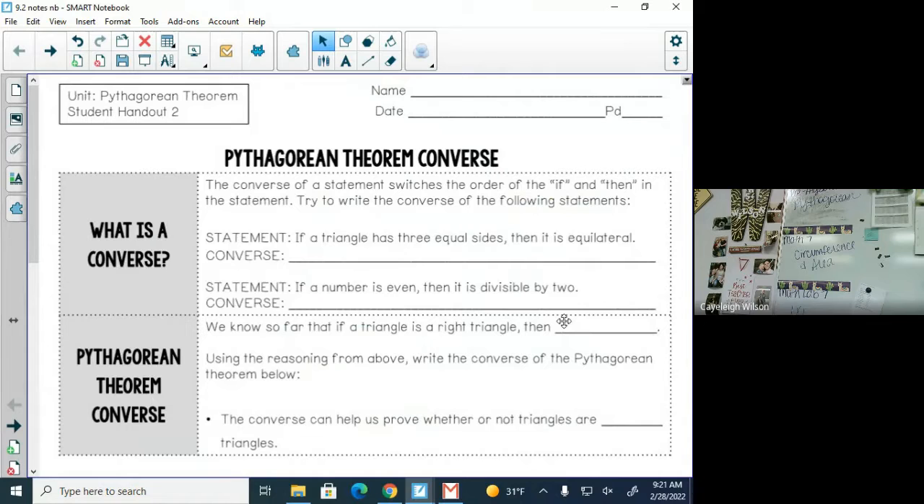Alright, so today we're moving into the Pythagorean theorem converse.